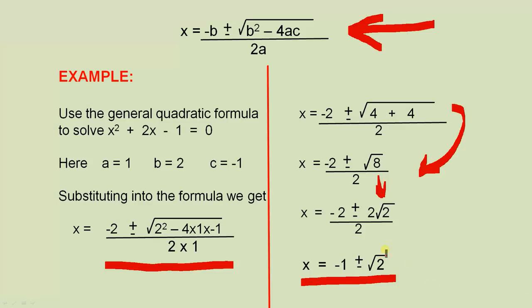You can see here that the answer involves an irrational number, and that's why we need the formula to help us find the answer.